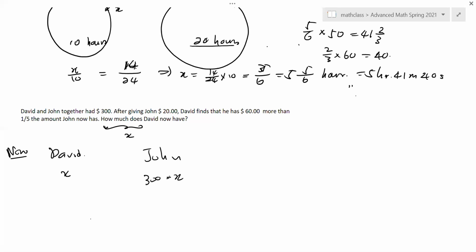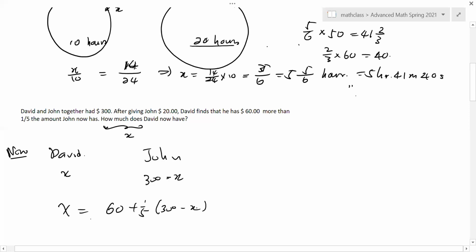So David finds out, after David gives John $20, I didn't use X here. After that, now David has X dollars. So I still use X. Don't subtract 20 here, because this is after he gives the money to John. So X is going to be $60 more than 1/5 of the amount of money John has. Right, so that's it.